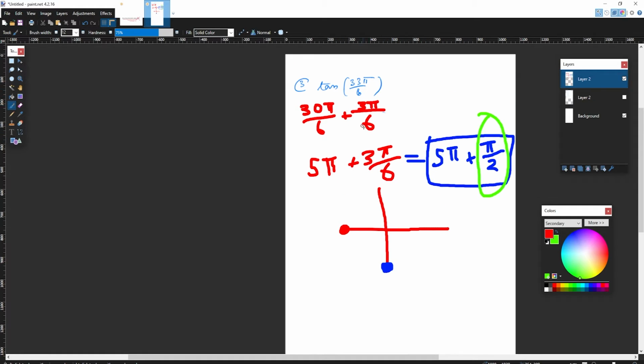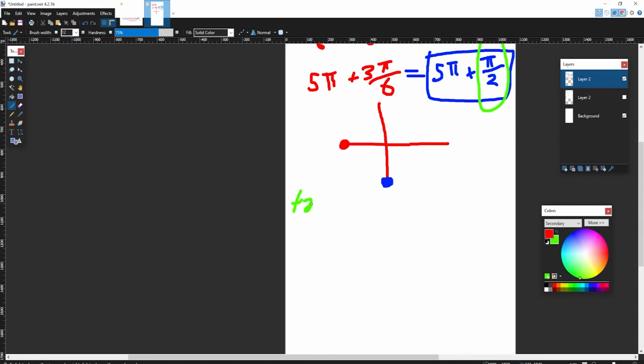Now that this is our reference number, we can simplify this to just tangent of pi by 2. Since we're here, this is considered to be the third quadrant. So this is just tangent of pi by 2 in the third quadrant.